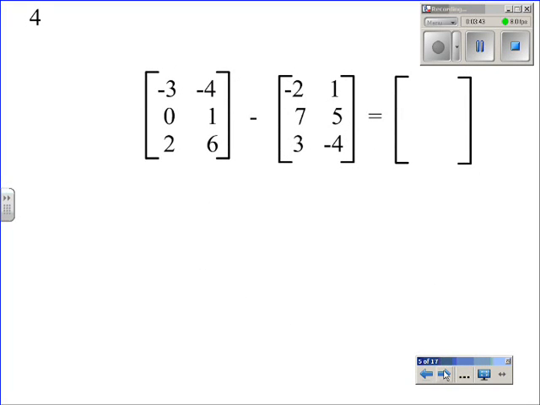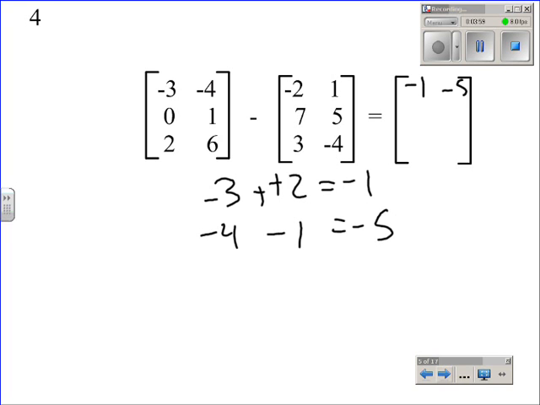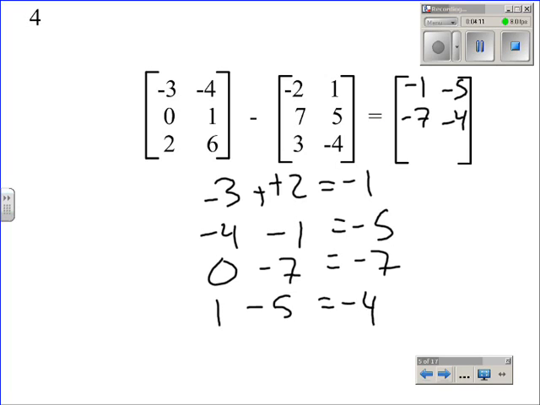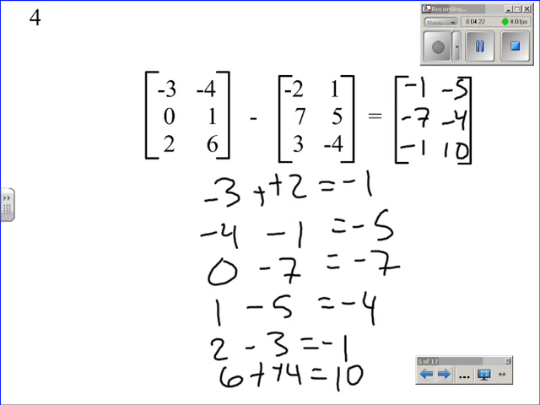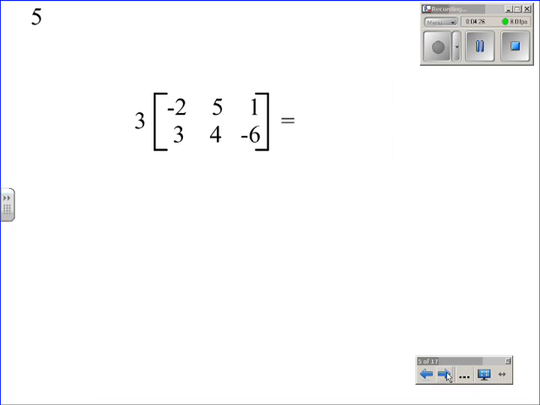In solving this matrix problem, we set up the matrices to show our work. Then we subtract corresponding elements to get the answers. In solving this matrix problem, we show that we're multiplying the matrix by 3 by writing 3 next to our matrix. We then multiply each element of our matrix by 3.